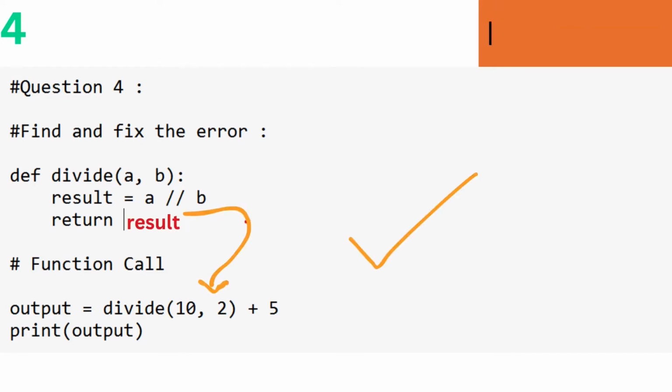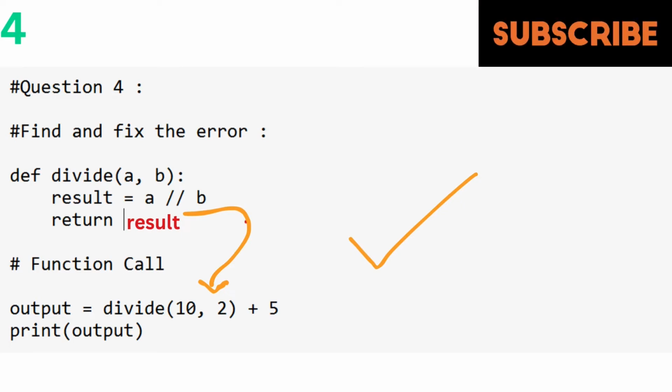So how to rectify this? We have to return the result value. So the result value comes here. So what would be the value? 10 divided by 2, 5. Now 5 plus 5 is 10. So the output variable is referring to this value 10. And when we print this, that's our output. It is 10. Okay?